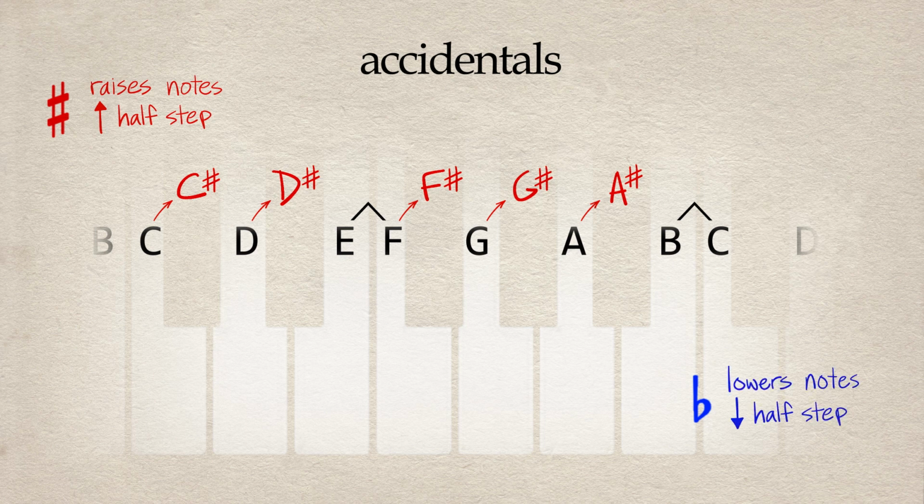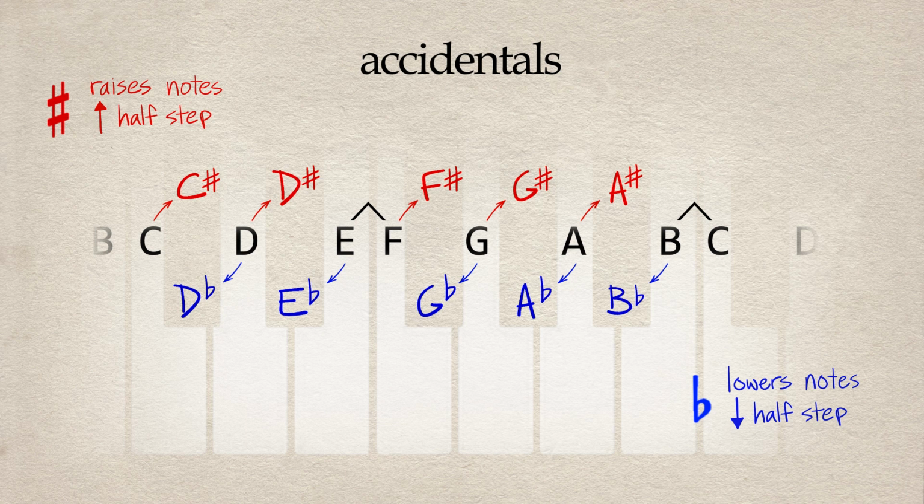Let's start from B this time. If we put a flat on B, it becomes a B flat between B and A. On A, it becomes an A flat between A and G. On G, it becomes a G flat between G and F. On E, it becomes an E flat between E and D. And finally on D, it becomes a D flat between D and C.